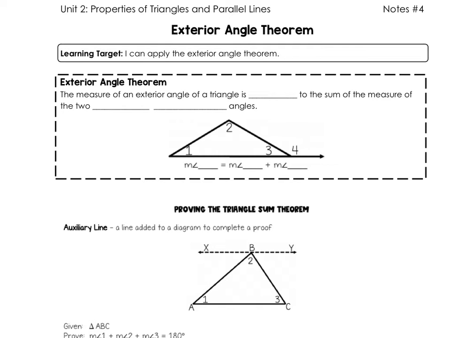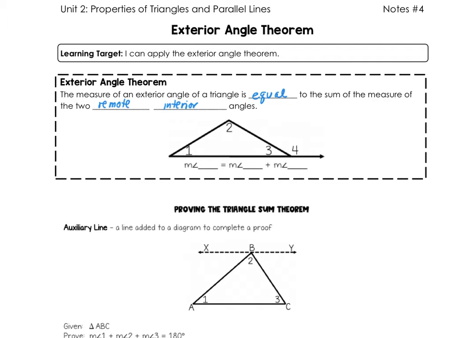Alright, the exterior angle theorem goes like this. The measure of an exterior angle of a triangle is equal to the sum of the measures of the two remote interior angles. So a little explanation about where each of these angles are in this picture.